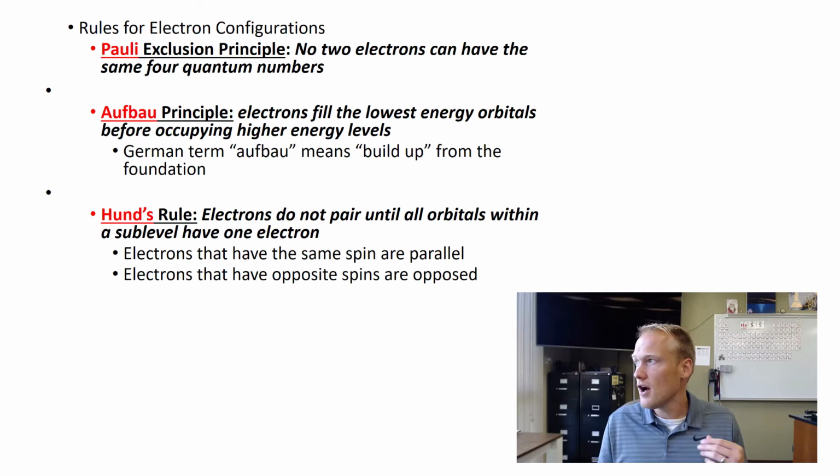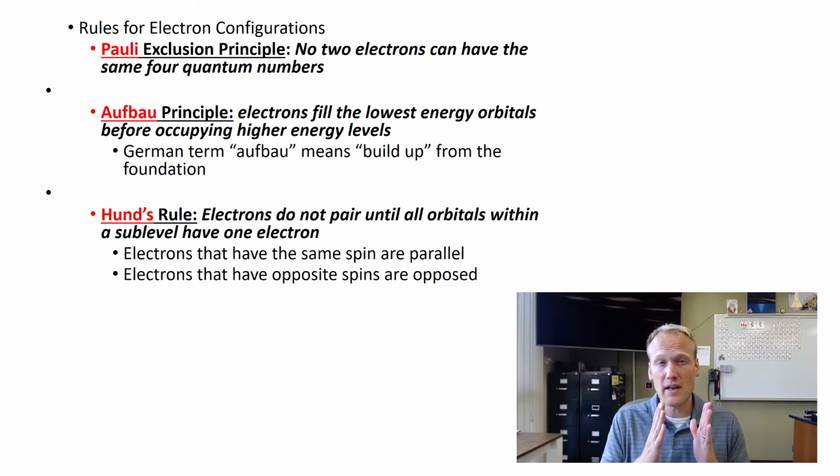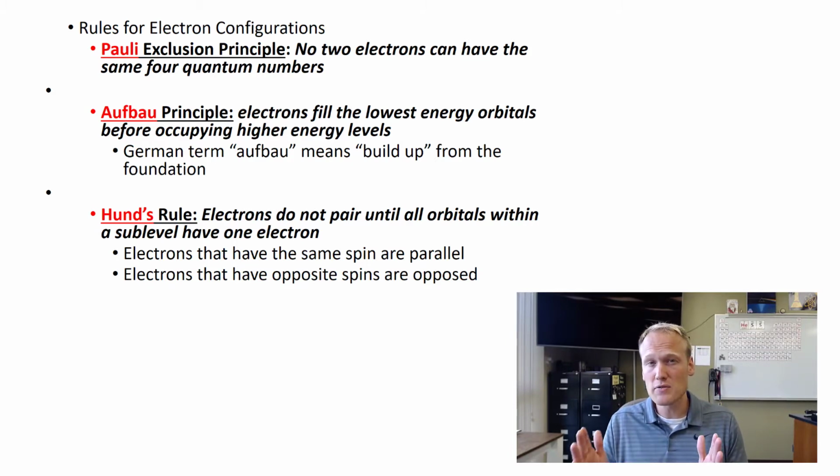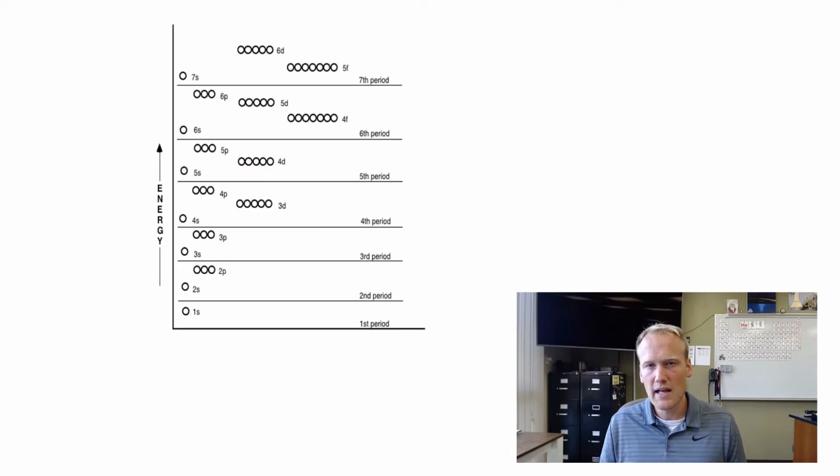Also, just to review, remember we talked about the Pauli exclusion principle. Every electron needs to have its own unique address. The Aufbau principle, which means we start at the lowest energy level, energy level 1. And Hund's rule, which means within a sublevel, we're going to space those electrons out as much as we can. We'll be referencing these rules as we do some examples.